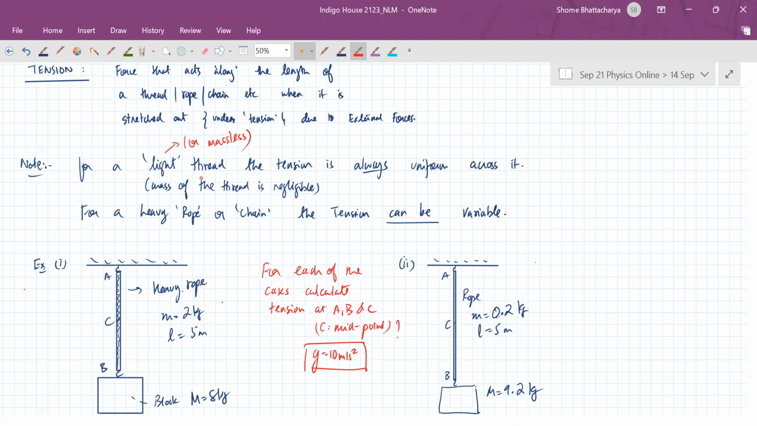So what is written for m? 2 kgs below the heavy rope, right? The heavy rope is 2 kgs and the mass of the block is 8 kilograms. Second case, the rope is 0.2 kgs and the block... No sir, 9. I asked about the block. Okay, the block in the first case, yes sir, 8 kgs.